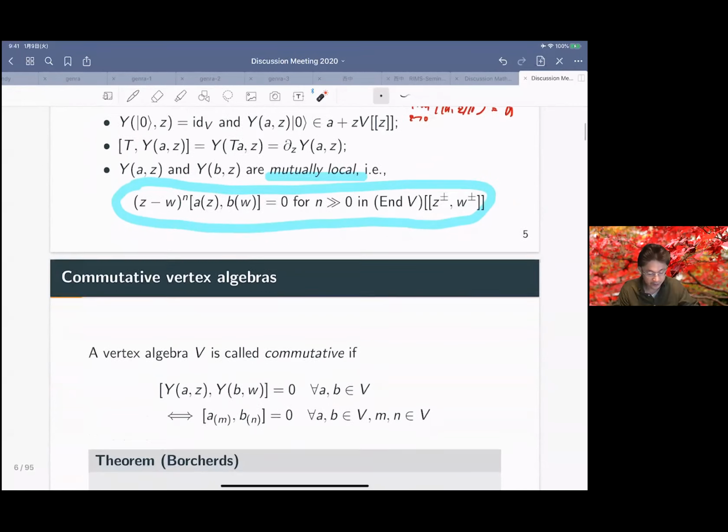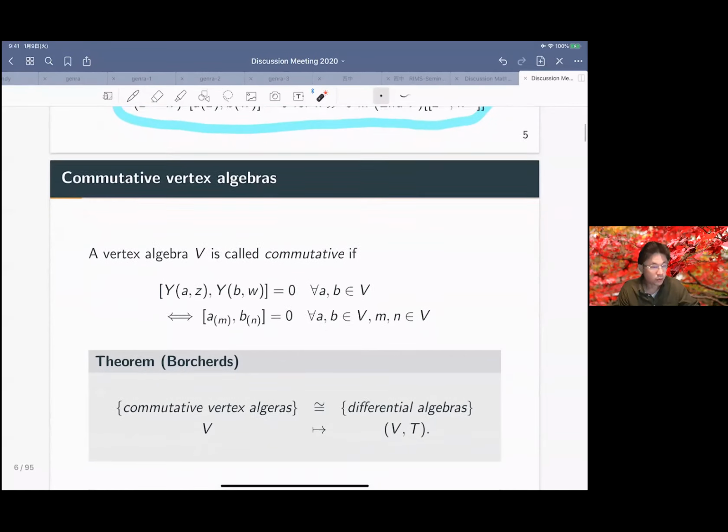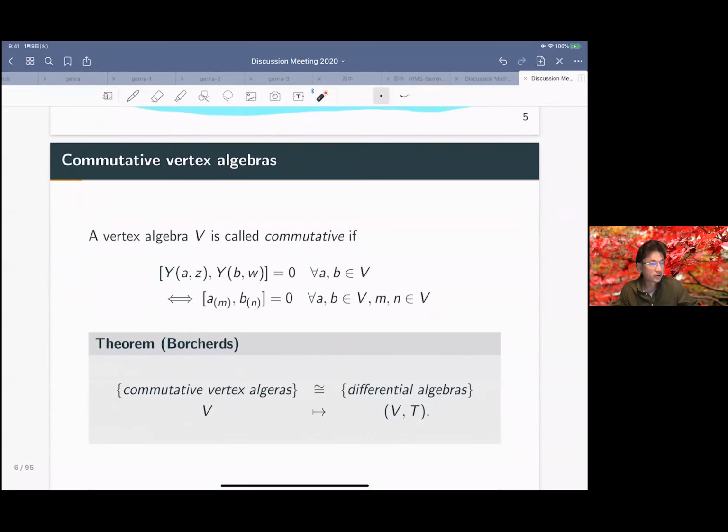There's a theorem by Borcherds, who introduced vertex algebras, that the commutative vertex algebras are the same as differential algebras. By differential algebra, I mean a unital commutative algebra with a derivation.